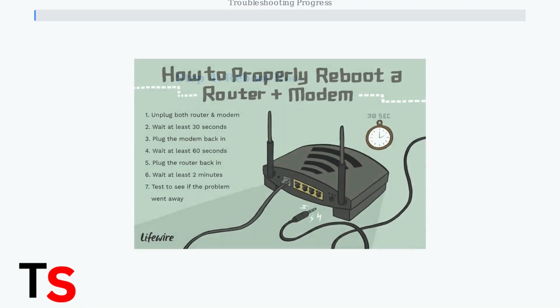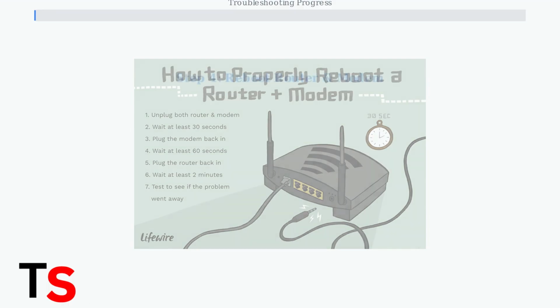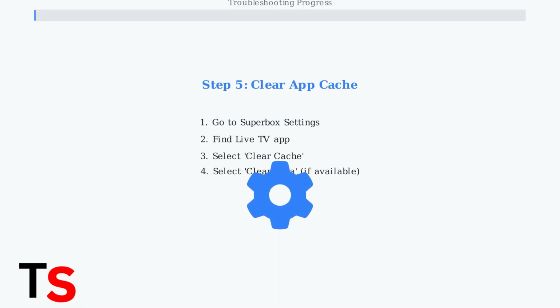Step 4. Reboot your router and modem. Unplug both devices, wait 30 seconds, then plug in the modem first. Wait 2 minutes, then plug in the router. This refreshes your internet connection. Step 5. Clear the Live TV app cache and data. Go to Superbox settings, find the Live TV app, and clear its cache and data if the option is available. This removes corrupted temporary files.